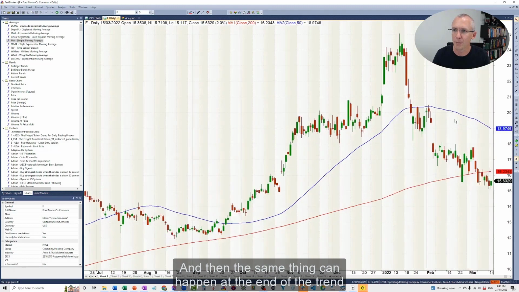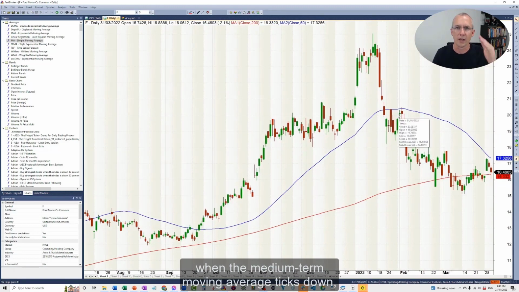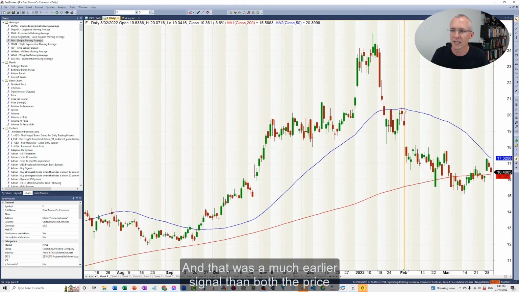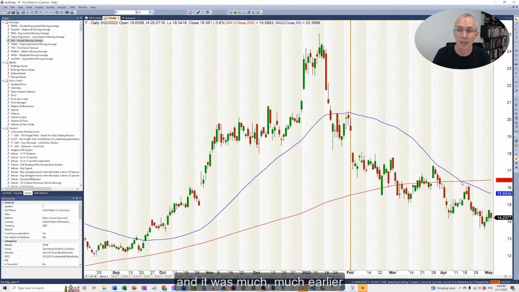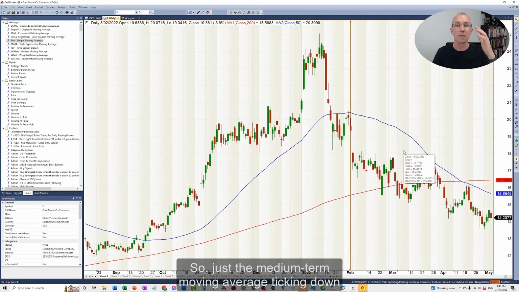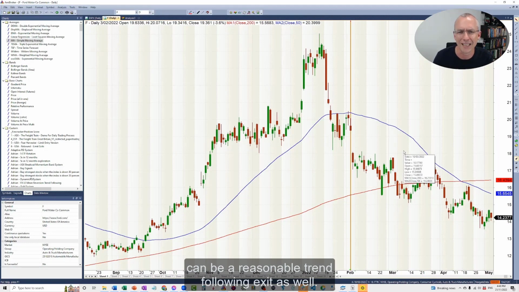And then the same thing can happen at the end of the trend. When the medium-term moving average ticks down, that would be a bearish indication. And you can see that that happened here on this bar. That was a much earlier signal than both the price closing below the long-term moving average, and much earlier than the medium-term moving average crossing below the long-term moving average. So just the medium-term moving average ticking down can be a reasonable trend following exit as well.